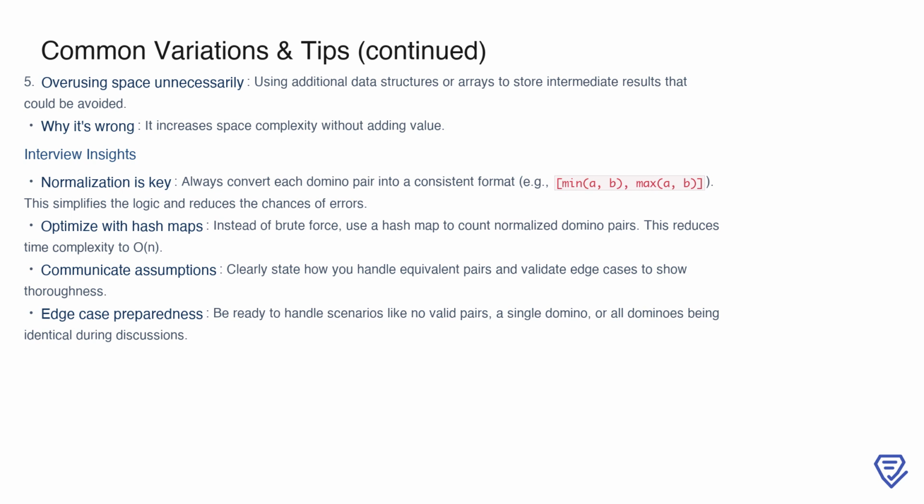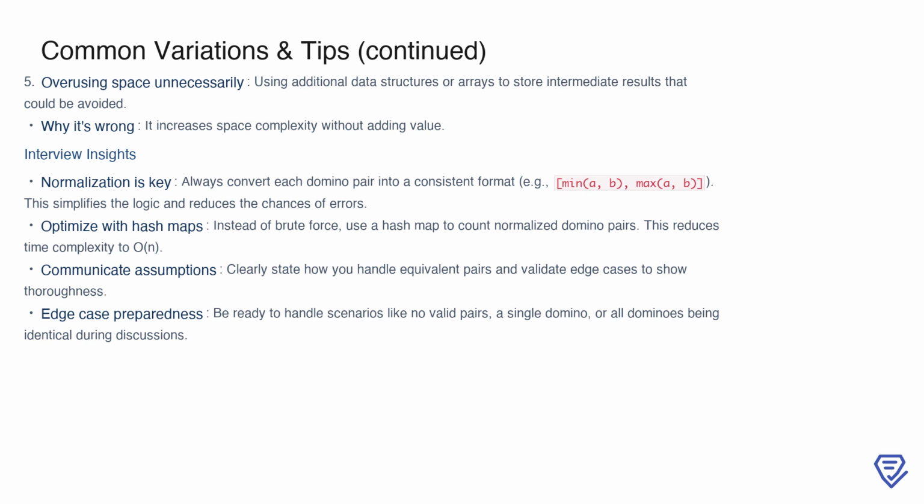Now, let's look at some key insights for interviews. Normalizing domino pairs is a fundamental step. By consistently storing pairs as (min(A, B), max(A, B)), you simplify your logic and reduce the chances of errors. To optimize further, using a hash map allows you to count normalized pairs efficiently, reducing time complexity to O(n).